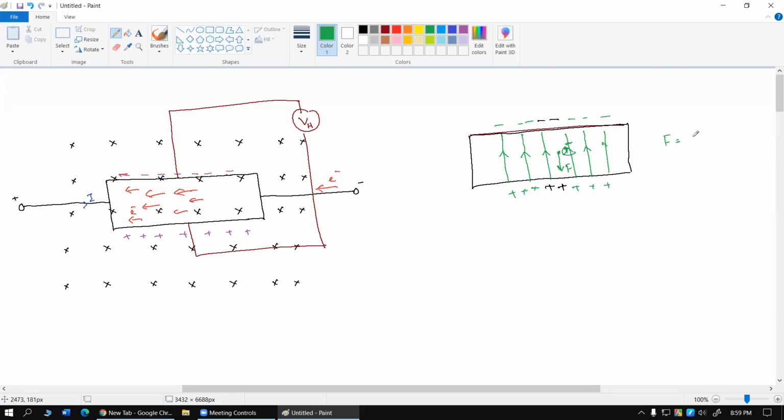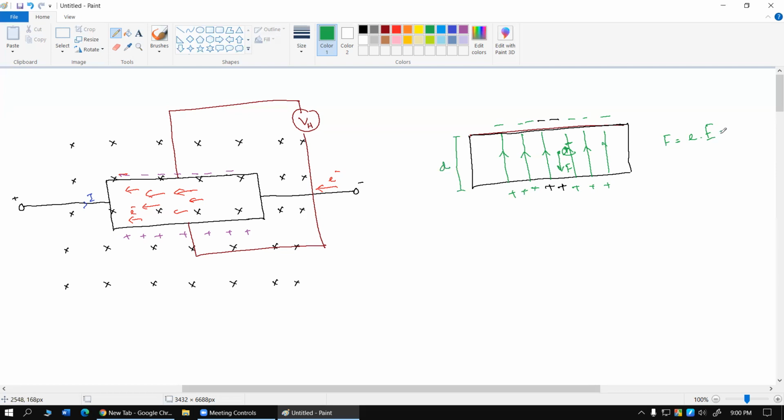The value of this force will be F equals e into E. Actually we would write QE, here I wrote small e for the electron's charge. So small e is the electron charge, capital E in this case is representing the electric field strength across the top and the bottom side of this metal strip. For the sake of convenience, let's give it some dimension. Suppose this side is d.